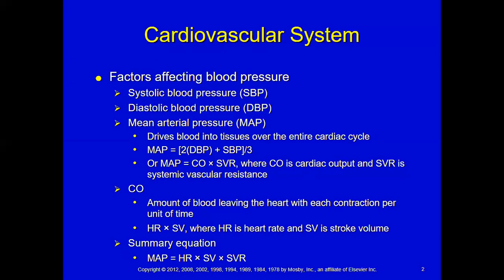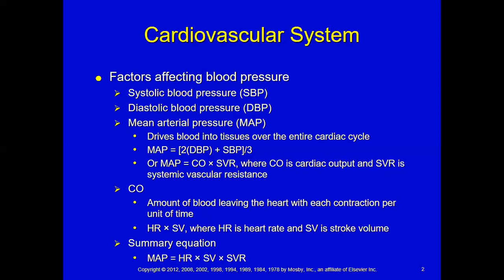But an easy way is to take the blood pressure you're given. Okay, so if I have a blood pressure of 120 over 80, I'm going to take 2 times the diastolic pressure, which is 80. Okay, and so 80 times 2 is 160, right? Okay, so then you're going to add that to your systolic blood pressure, which we said was 120, and we're going to divide that whole thing by 3, okay, and that will give you your mean arterial pressure.